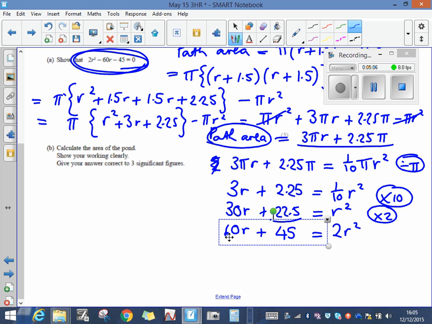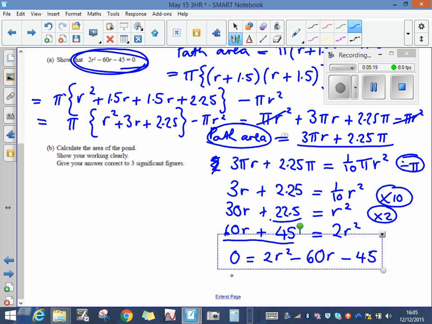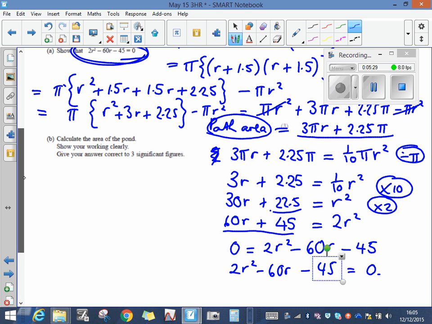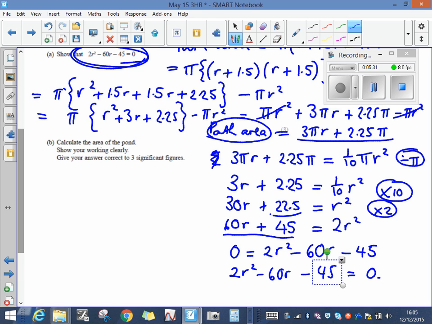And if I now make that into a quadratic equation, so I'm going to subtract these two from both sides, this side becomes 0, the right hand side becomes 2r squared minus 60r minus 45, and that gives me my equation. So 2r squared minus 60r minus 45 is equal to 0. Now, if you couldn't manage to do part A, you should still be able to do part B, because part B just says find the area of the pond.